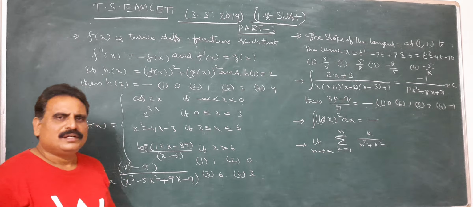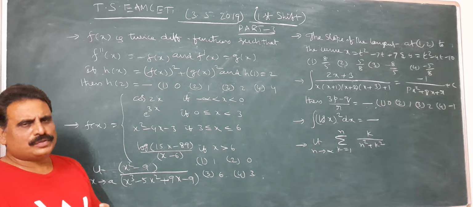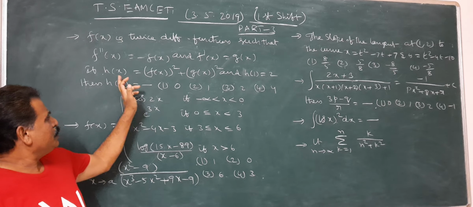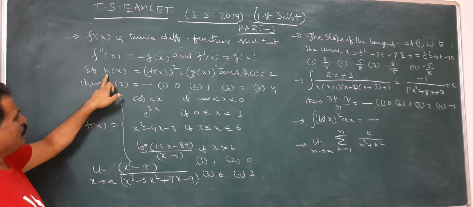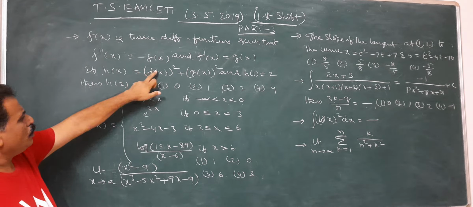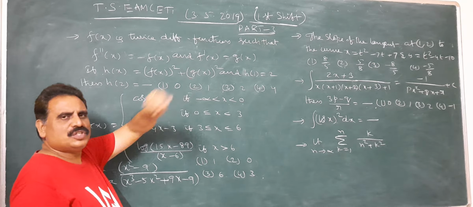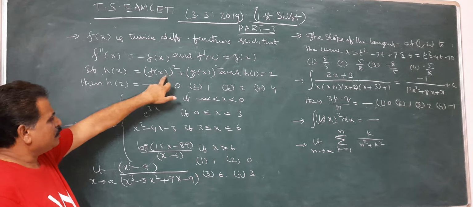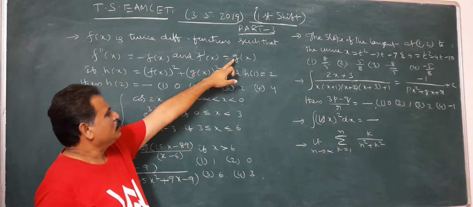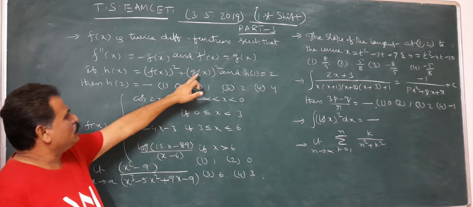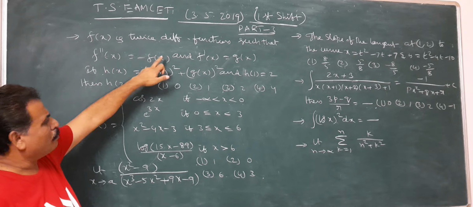Observing the question, there is so much data, but it is a very simple question. Just differentiate this h of x. h dash x equal to 2 f of x into f dash x plus 2 g of x into g dash x. f dash x is g of x, g dash x is f double dash x, and f double dash x is minus f of x.